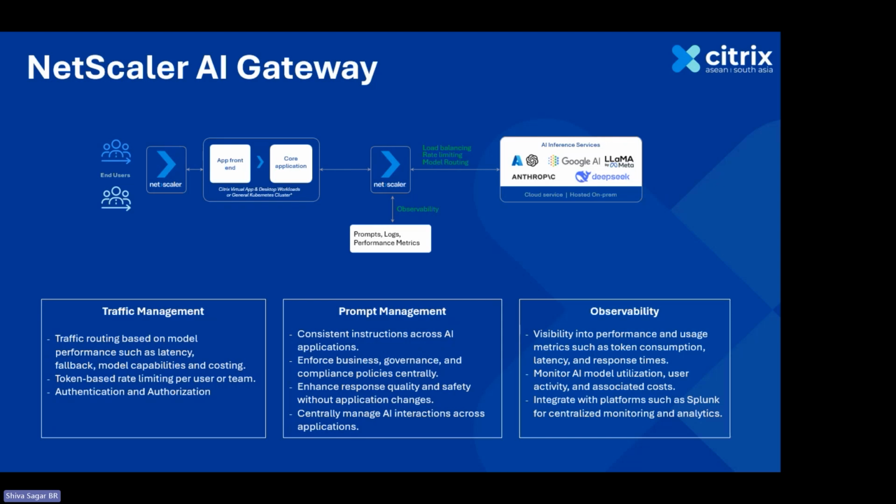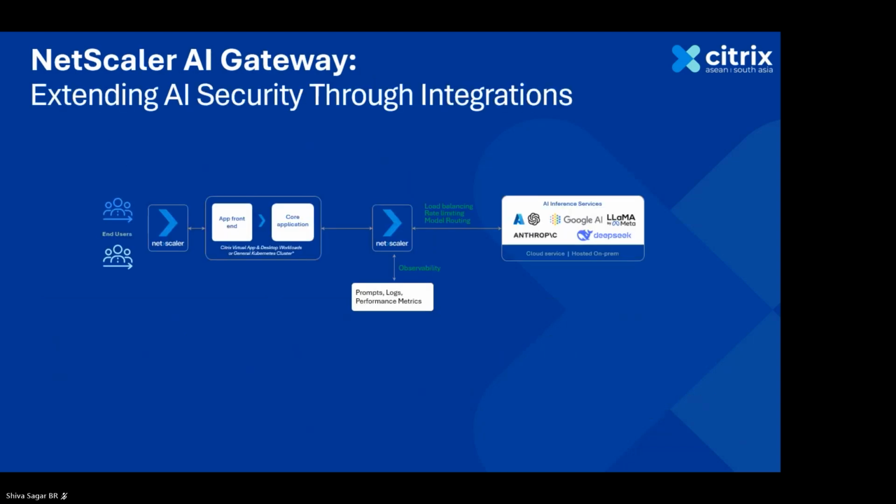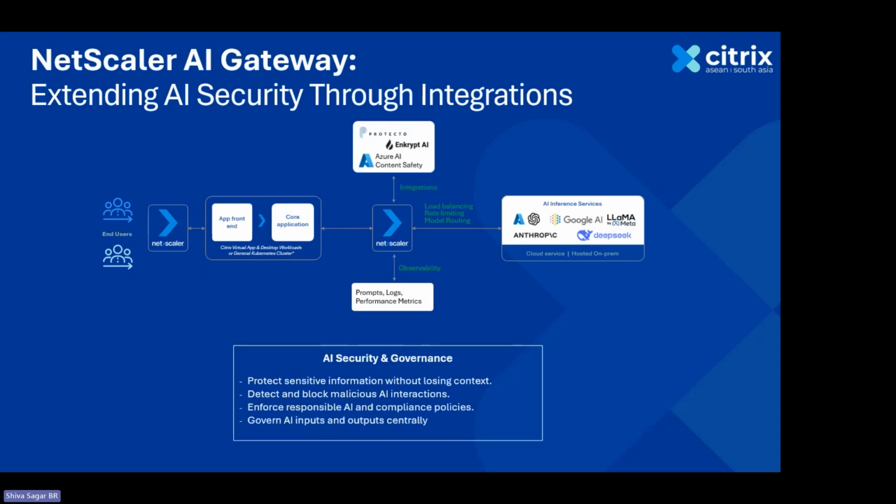Okay. Now, moving ahead, this is what we saw in the last session, right? So now let's shift our focus from the gateway itself to the ecosystem around it. As AI adoption scales, organizations quickly realize that traffic management alone is not always enough, right? They need controls to protect the sensitive information around it. There might be some malicious interaction happening with the AI models.